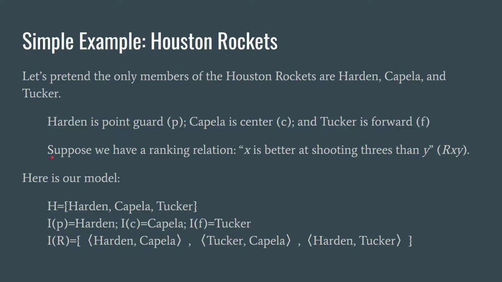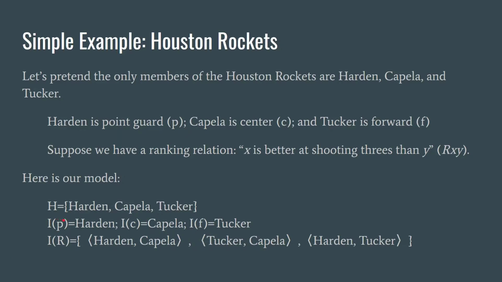Then suppose we have one relation in our language. That is to say, we have RXY, and we're thinking about that as X is better at shooting threes than Y. Here's how we're going to set up a model. We have our domain, H, standing for Houston Rockets, and that's going to be the set consisting of Harden, Capella, and Tucker. Then we have our interpretation function.